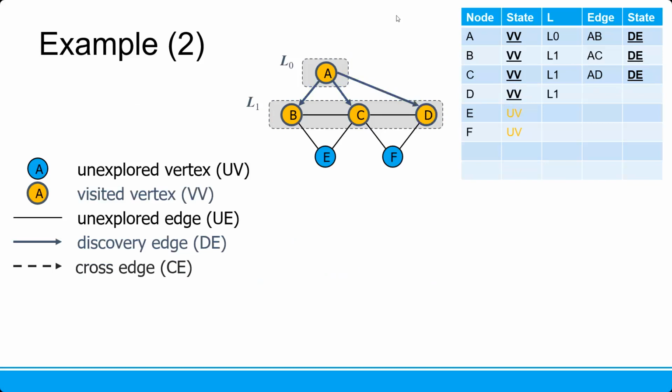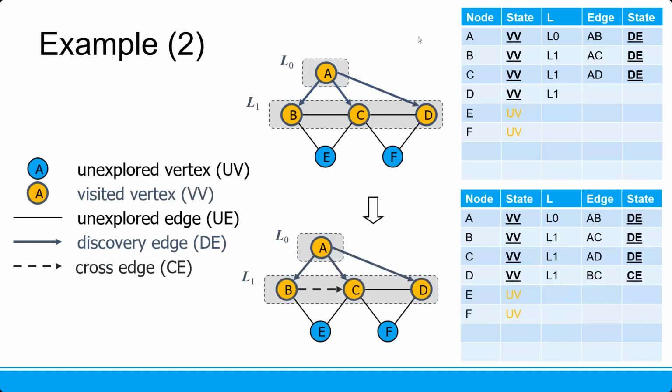After we finish with L1, we can explore the next level. Now we will check from B. We finished with L0, so we can go to B. Now in B, we can look at this incident edge from B to another node.